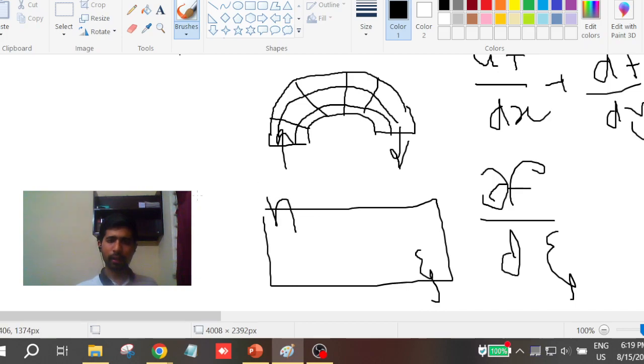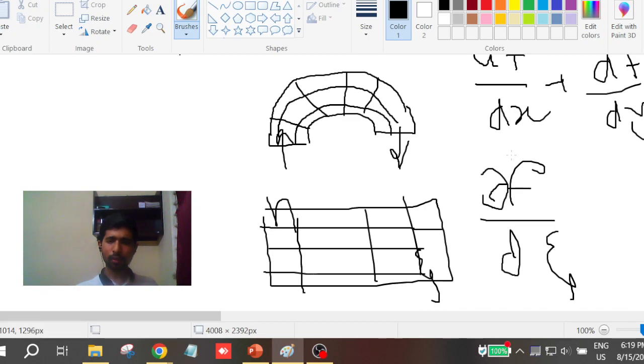We try to convert this simple geometry, and then the equation will get modified. This ∂f/∂η will also come, and then we get ∂f/∂ζ∂η also, the mixed derivative. So the equation will change, and then we can again apply the finite difference method.